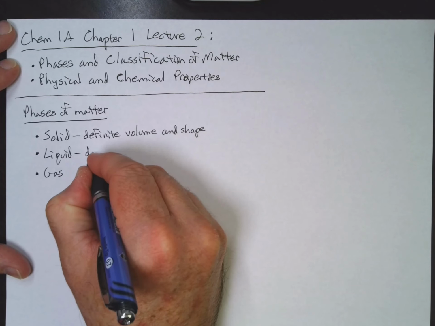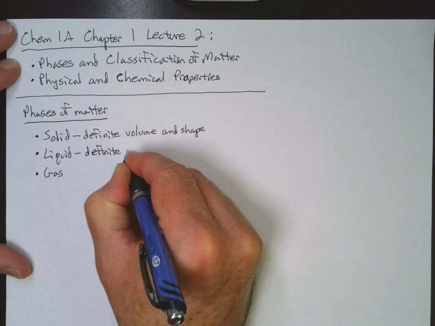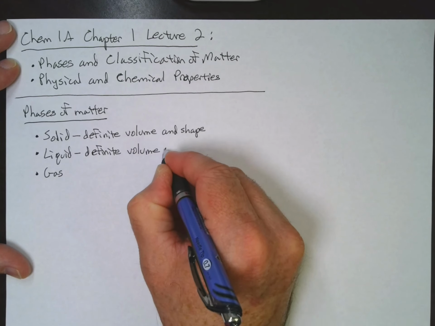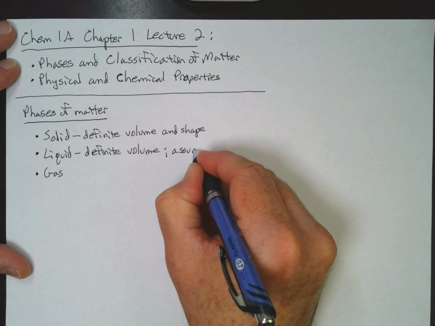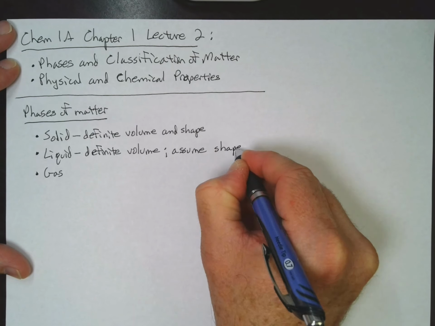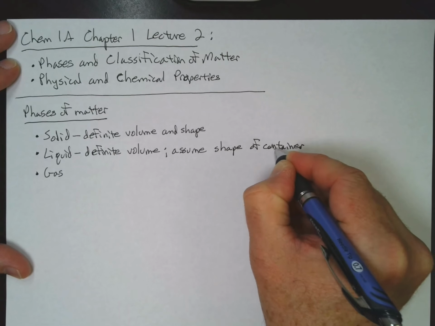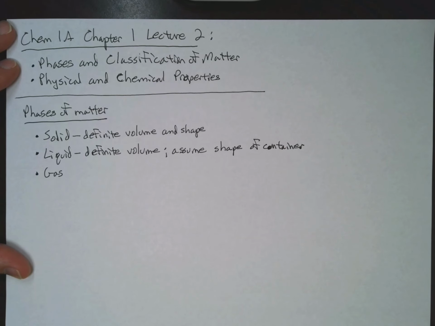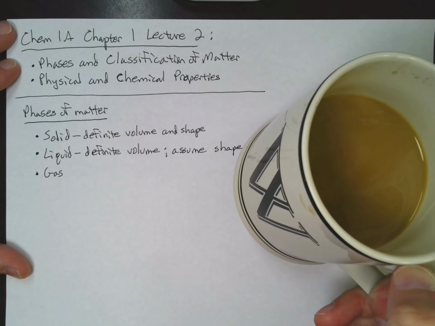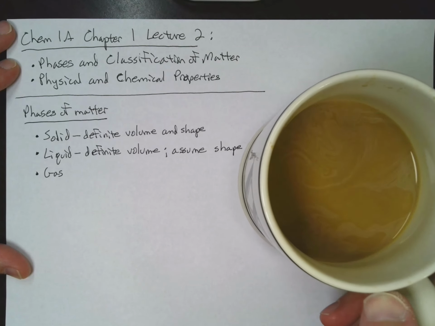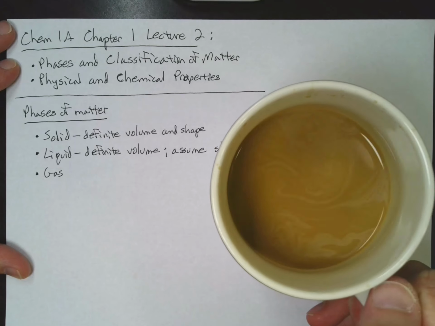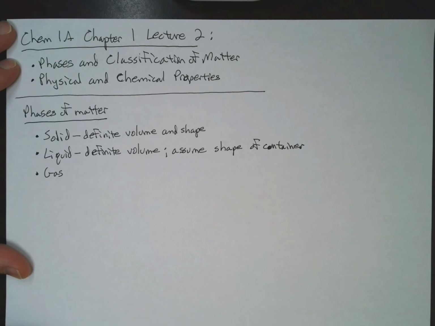Liquids have a definite volume, but they assume the shape of whatever container they're in. So they don't have a definite shape. So for example, I've got my coffee here, my nice W mug here. The mug itself is solid. It has a definite shape. The coffee in there is liquid. And so it assumes the shape of the mug. But it still has a definite volume.